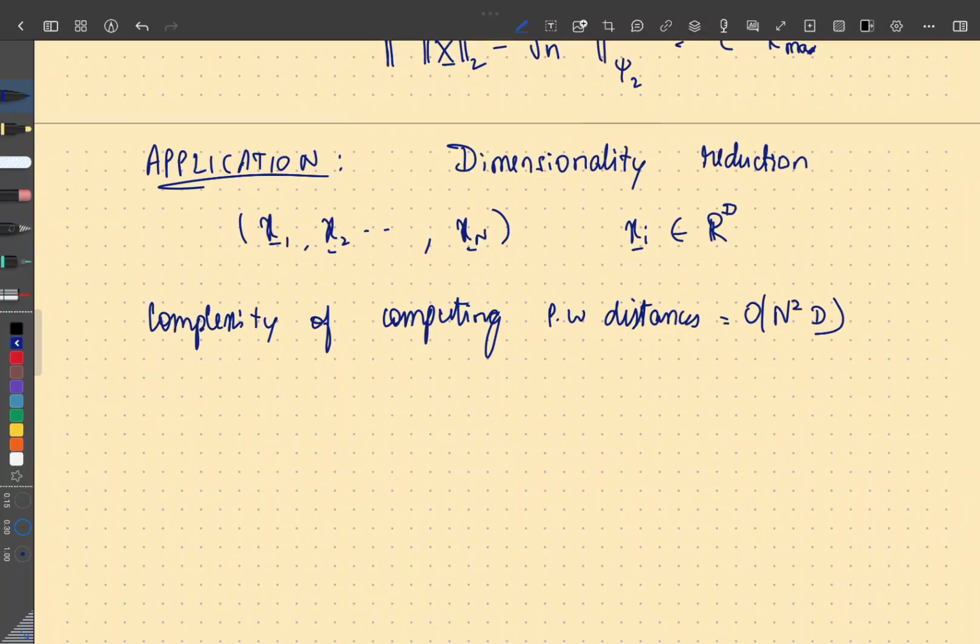I'll do this in two steps. First, I look for some function g from R^D to R^d, where little d is hopefully much smaller than capital D. Remember, I'm operating in the regime where capital D is much larger than n. That's the assumption: very high dimensional space and a large number of points.